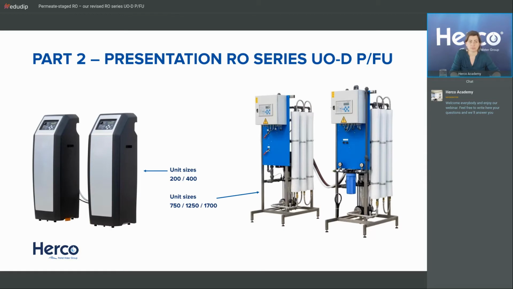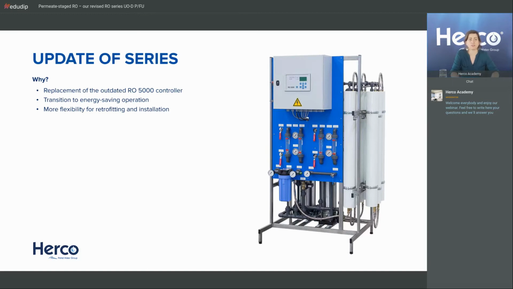And you can see that the smaller units, immediately they have this cover, so you see a difference. We also have differences with the pump and a few other features. So first of all, why did we do this? You can see here the old unit, and you can see already from the rotameters for measuring the flow that this is quite a different system. So the old unit was the last one we had in our portfolio with the RO5000 controller.